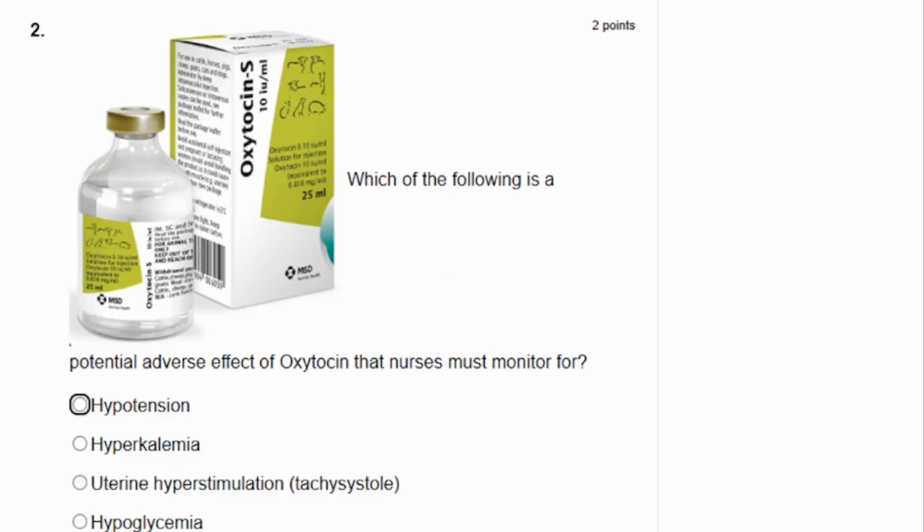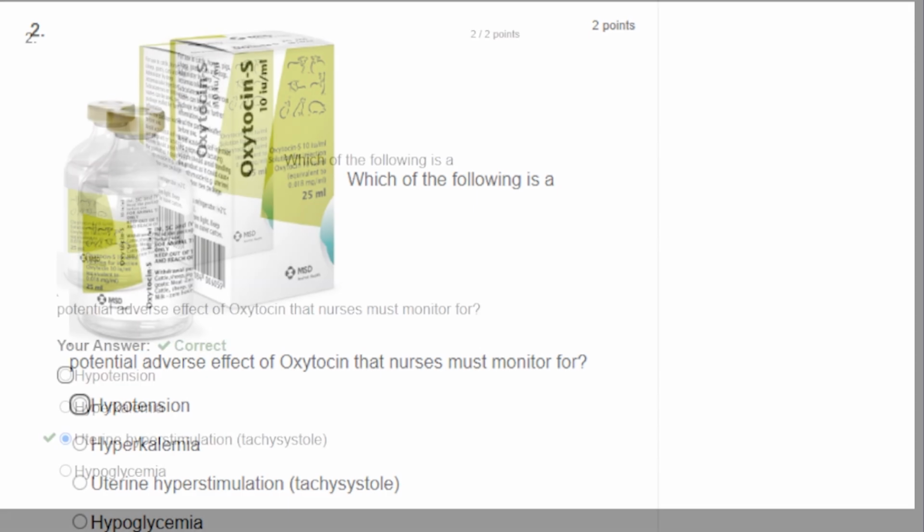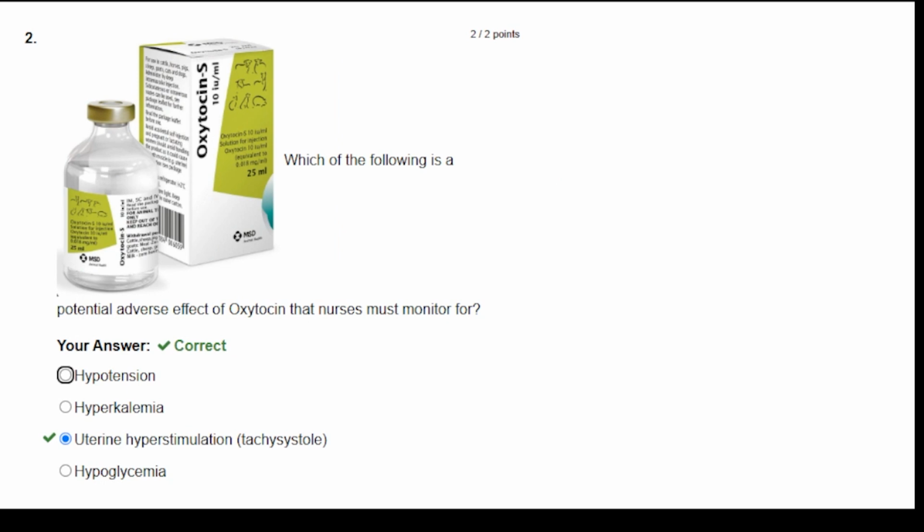Let's start. Which of the following is a potential adverse effect of oxytocin that nurses must monitor for? What's your answer? If you answer uterine hyperstimulation, then that is correct. Let's move into the next question.